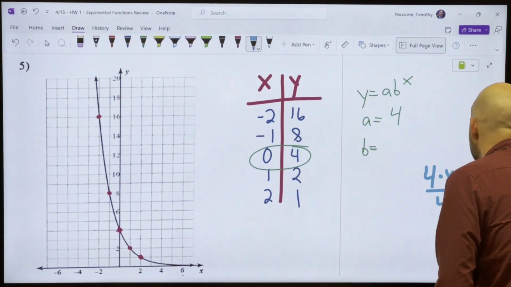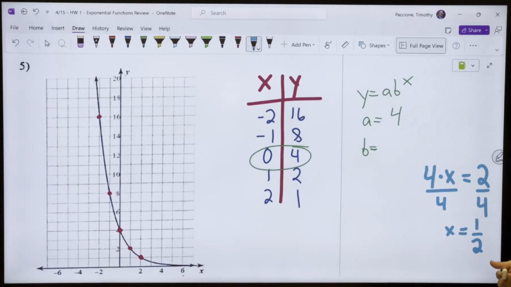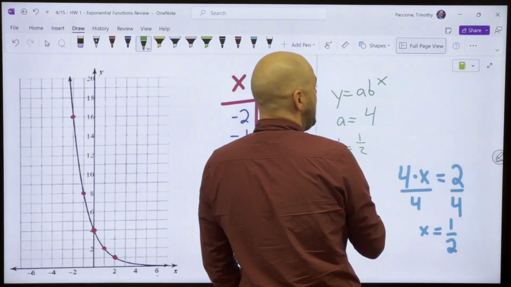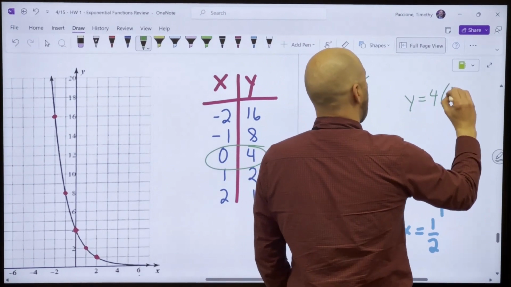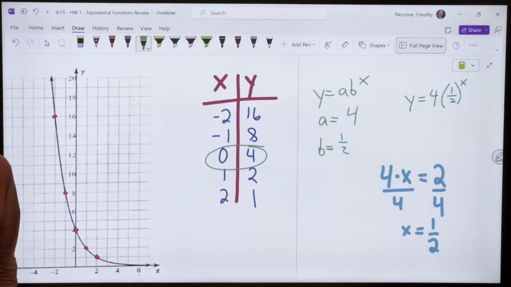2 over 4 reduces to 1/2, so that's my b, okay? So my b is 1/2. I have my pieces now, so I say y equals 4 times 1/2 to the x, okay?